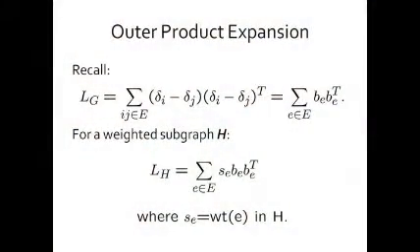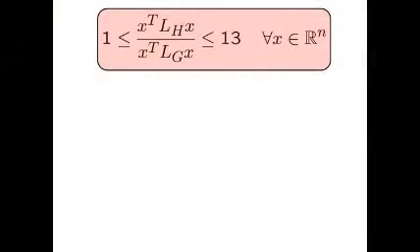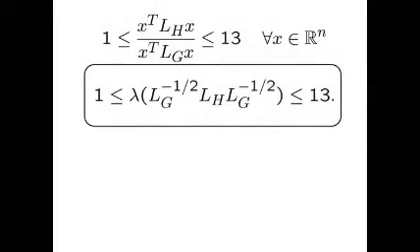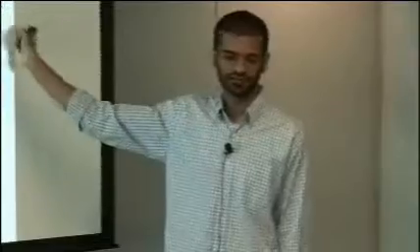This is a nice property: if H is a weighted subgraph of G, then it has an expansion in terms of the same outer products: the sum of s_e b_e b_e transpose, where s_e is just the weight of e in H. So if H is a sparse subgraph of G, then most of the s_e are going to be 0, and the rest will be whatever they are. With this in hand, I can start modifying this a little. It's easy to see, just by multiplying by the inverse of G on the bottom and the top, that this is equivalent to showing that there is a sparse graph H for which the matrix L_G to the minus 1/2, L_H, L_G to the minus 1/2 has eigenvalues between 1 and 13.